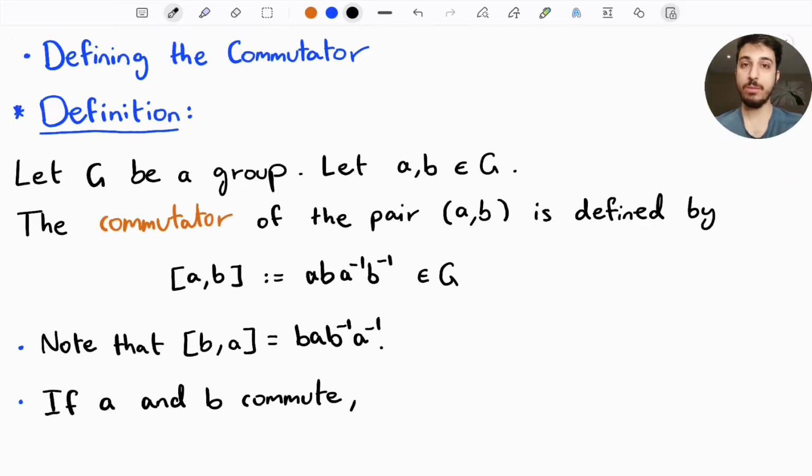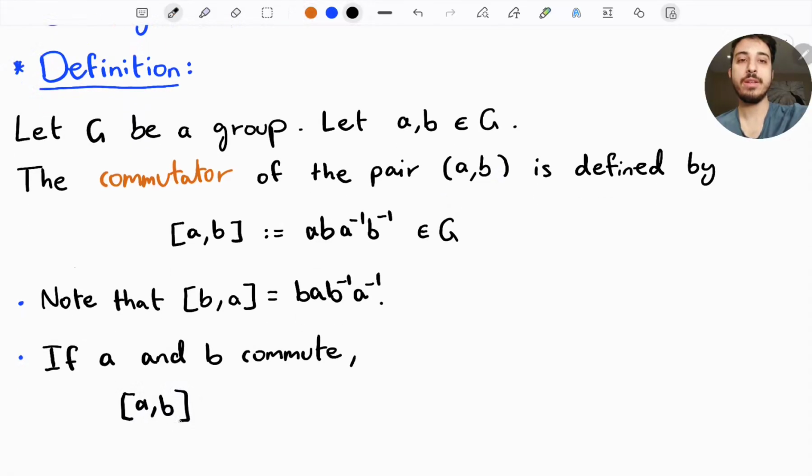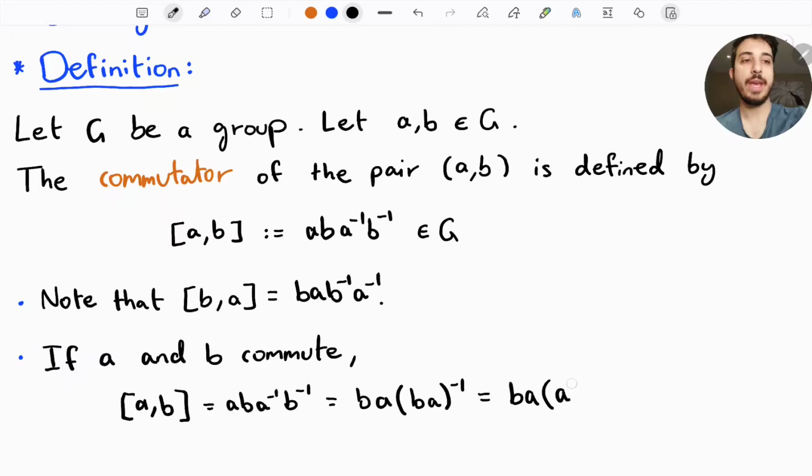If A and B commute, then we find that the commutator [A, B], defined to be A times B times A inverse times B inverse, is equal to B times A times, we can play around with this as well, to say this is equal to B times A inverse. This is by a property that we've seen in lesson 3. And because A and B are commutative, we can rewrite the order of BA to be AB inverse.